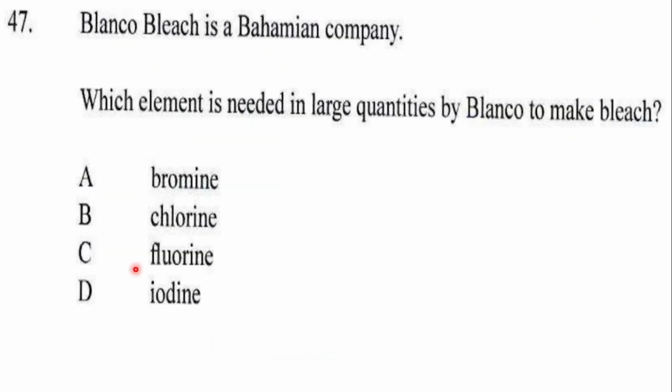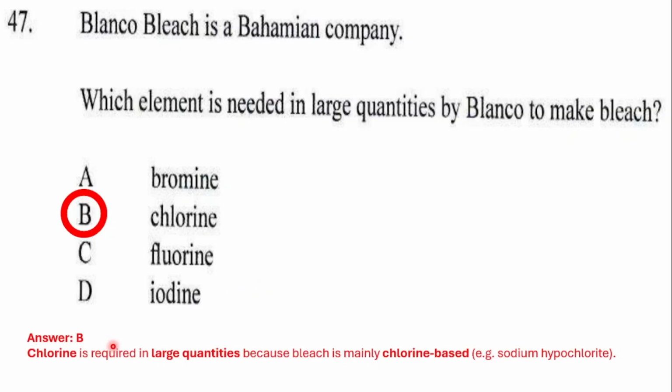Let's move on to question number 47. It says Blanco Bleach is a Bahamian company. Which element is needed in large quantities by Blanco to make bleach? Is it bromine, chlorine, fluorine, or iodine? But the correct answer here is definitely going to be chlorine, because chlorine is required in large amounts because bleach is mainly chlorine based. And so the correct answer is definitely going to be B, chlorine.